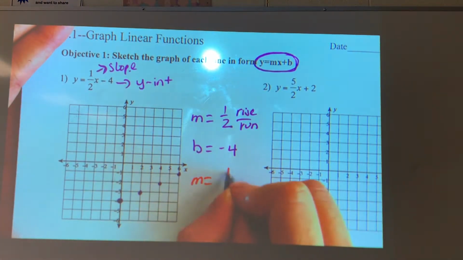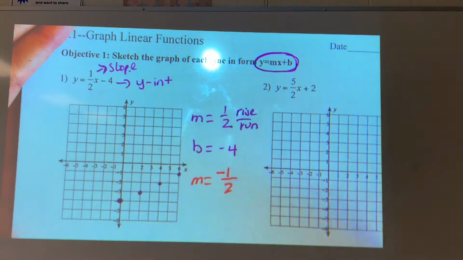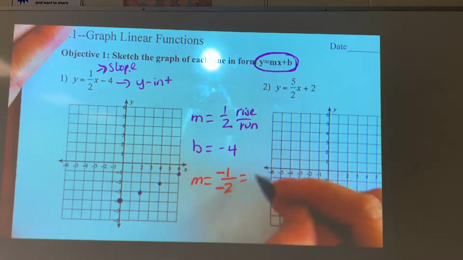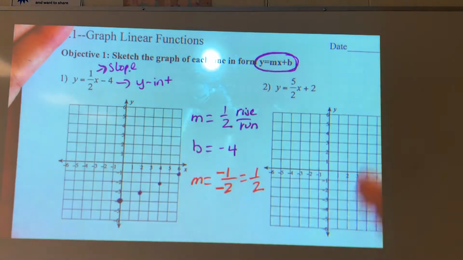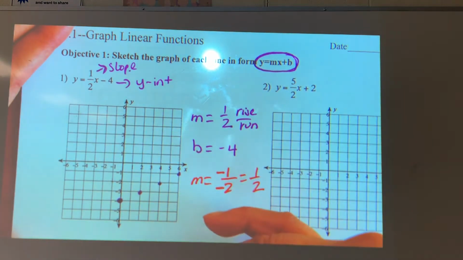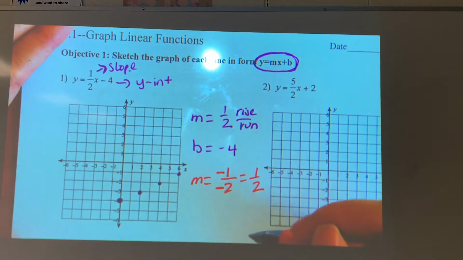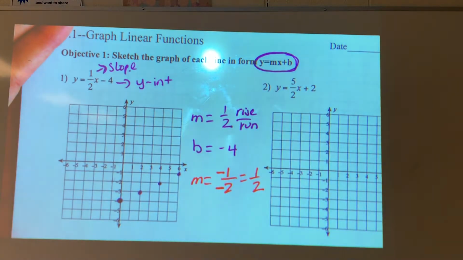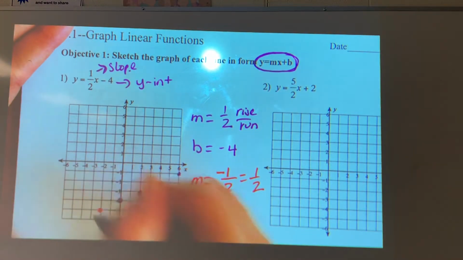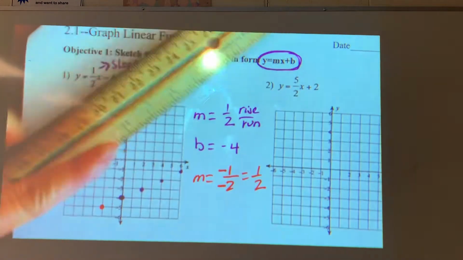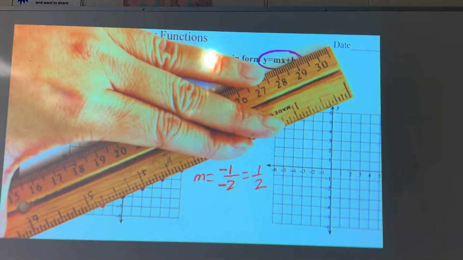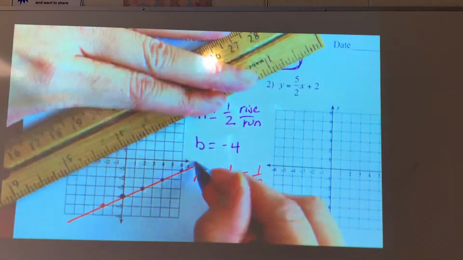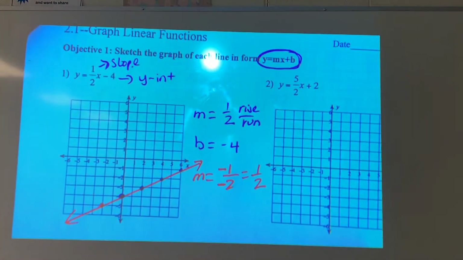Instead of up 1 and right 2, you can think of going down 1 and then to the left 2, because negative over negative is also positive. So sometimes we run out of space and cannot plot. If we cannot go up, we can go down, but in the opposite direction, down to the left. If you have a ruler, draw a straight line. So that's how I graph slope-intercept form.